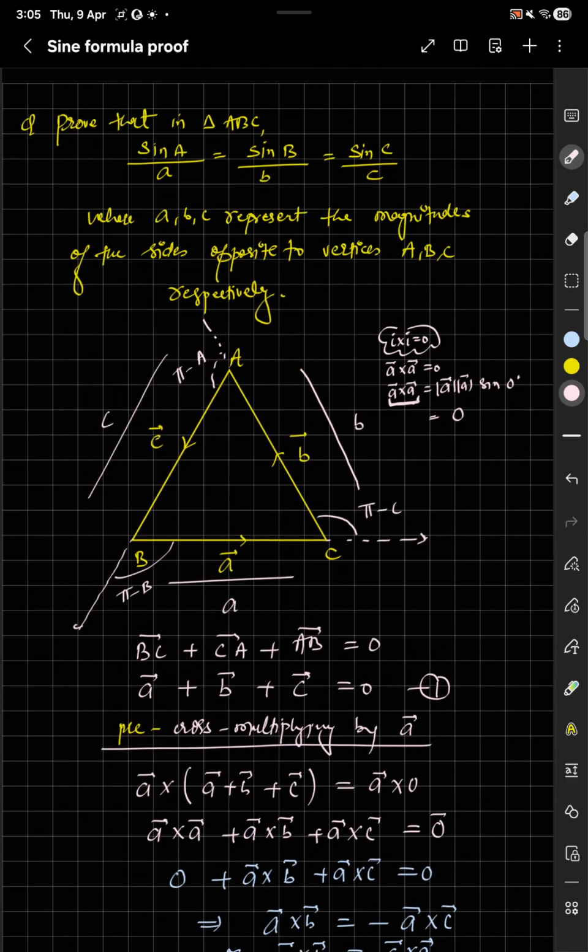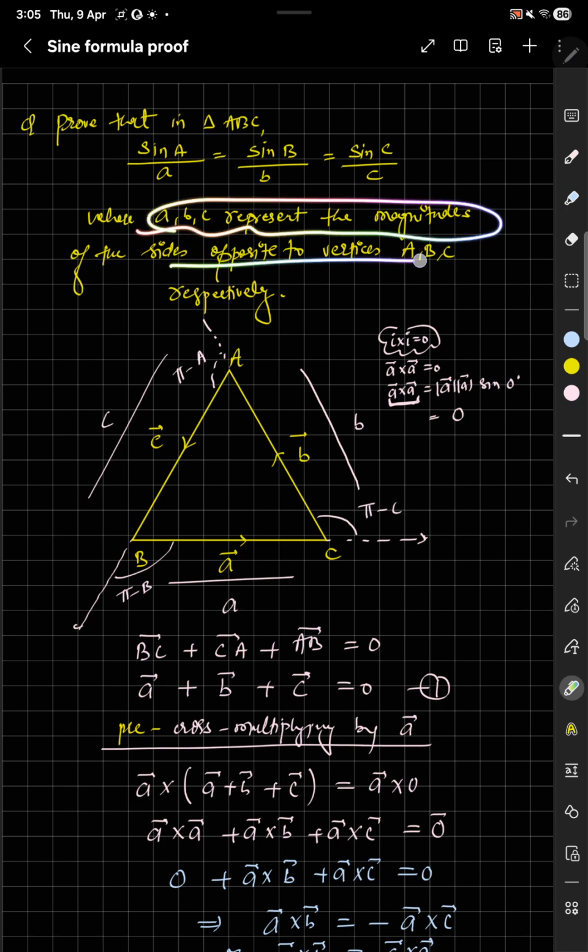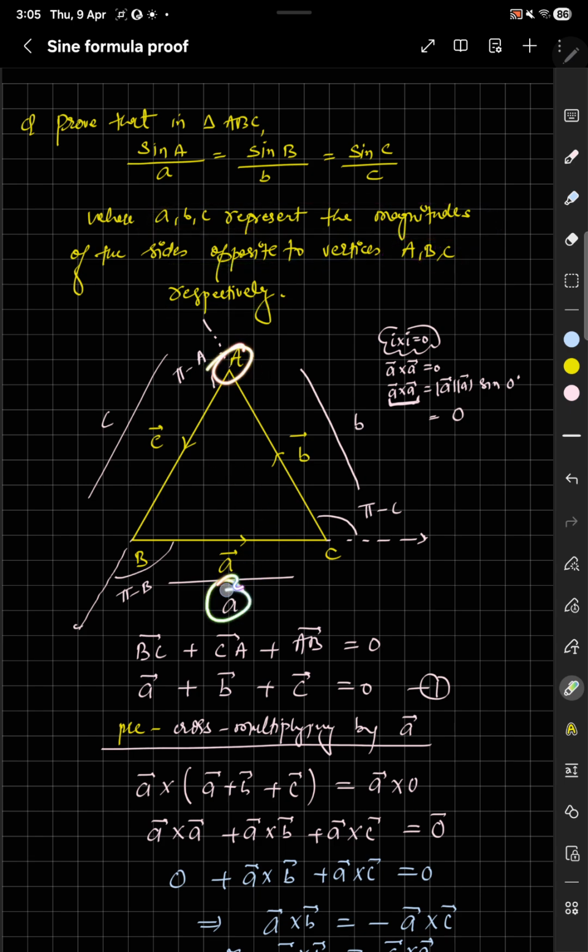So what you have done here, we will take a quick recap of it. Okay, we have given a triangle in which we have to prove sine A upon A, sine B upon B, and sine C upon C. Okay, where A, B, and C represent the magnitude of the sides opposite to the angles A, B, C, right? So opposite of A we have A, opposite of B we have B, opposite of C we have C, right? What we have done is, we know that in any triangle, if the sides are taken in the cyclic order, then the sum of all the vectors will be 0. What will it be? It will be 0.